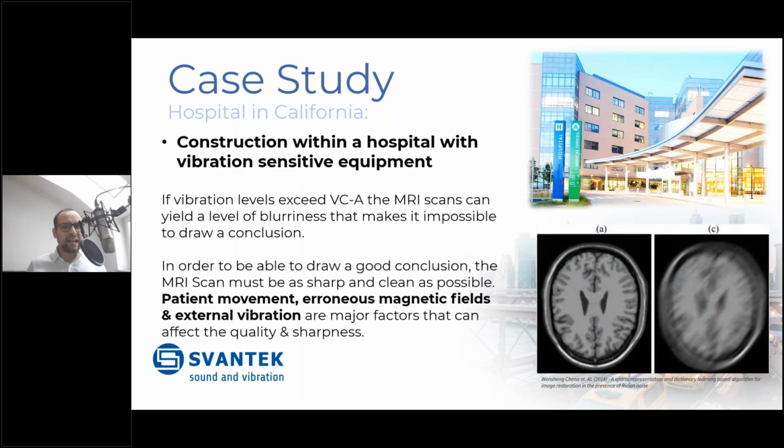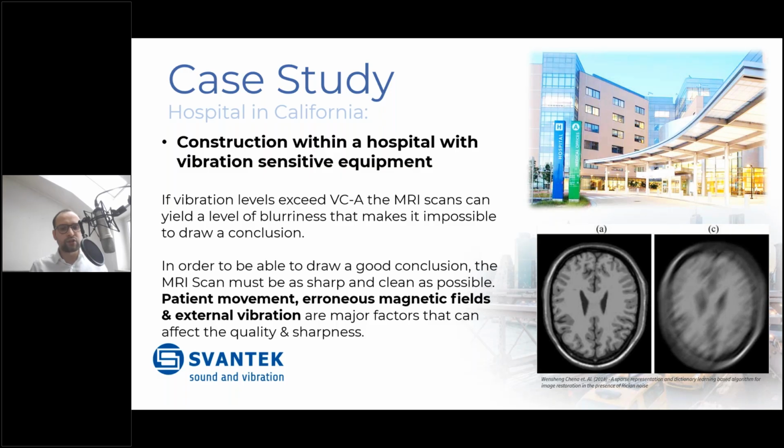Now, why do we do this? Again, very simple, very understandable scenario. MRI machines are no cheap equipment, and even though vibration levels don't really destroy them unless very high, they will cause the blurriness of pictures.